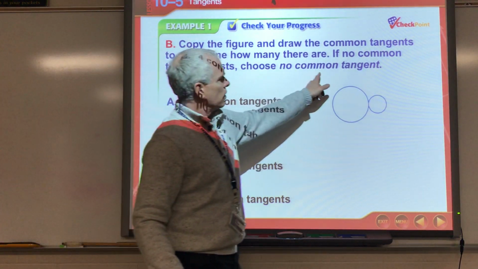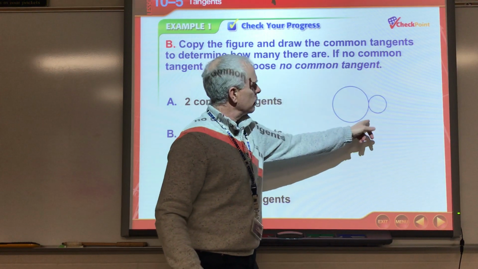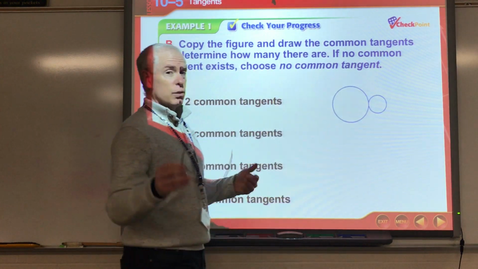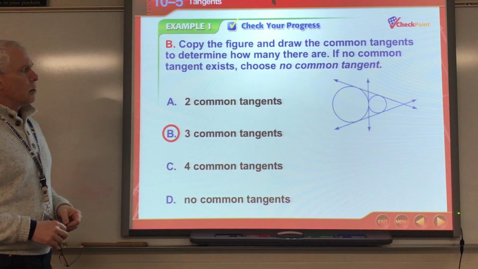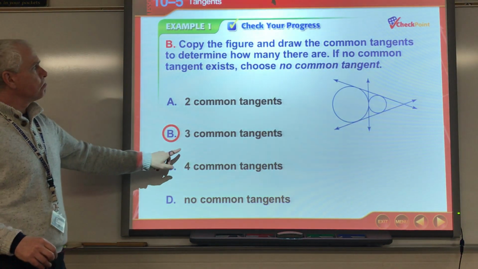Okay, I think you got the ones on the outside here, but I think you can draw one right up the middle here because it looks like those two circles are tangent themselves. Okay, and so there you go. There's your 3 common tangents.